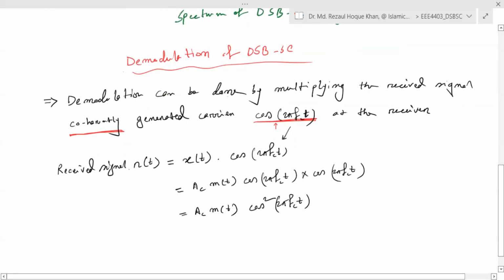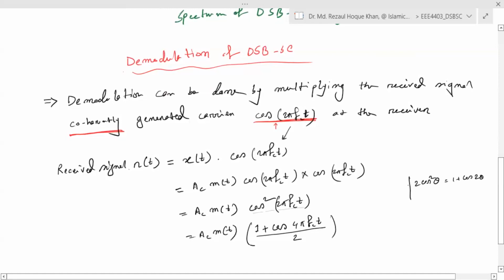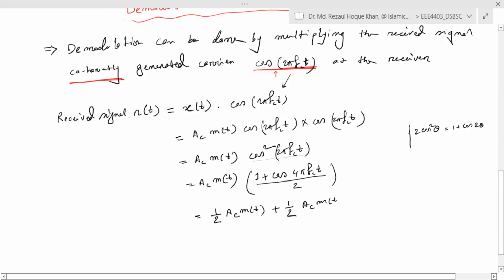So we can put it in a formula: m(t) is unchanged, and this term is 2 cos square theta. We know 2 cos square theta is nothing but 1 plus cos twice theta, which becomes cos 4 pi fct. But there is no 2 here, so we divide by 2, right? That's our formula. So this is how we have the solution: half Ac m(t) plus half of Ac m(t) cos 4 pi fct.